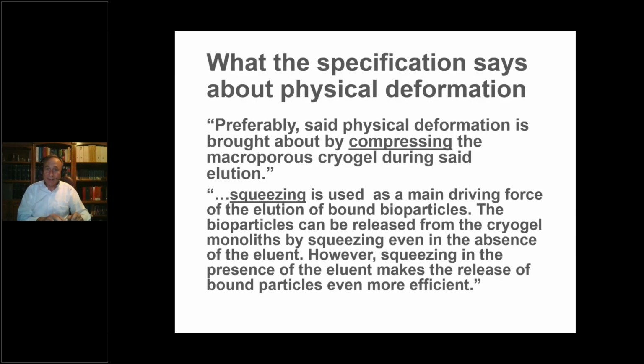It's squeezing. It's squeezing. I was so disappointed. I had expected something really fancy, but no. You have your cryogel monolith, and you pour in your bioparticle solution or suspension, and you let it flow out, and the bioparticles stick on there, and then you put in your eluting medium, and you squeeze.